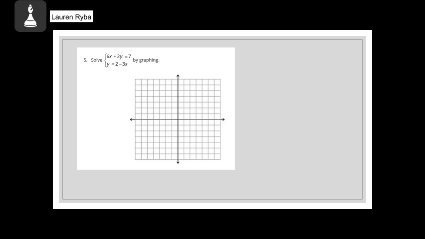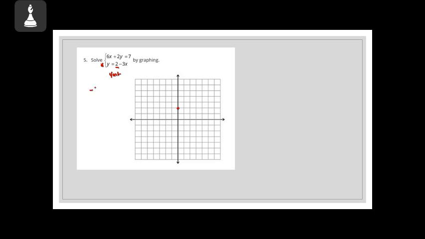What we're going to do now is solve a system by graphing. In order to solve by graphing, we need to make sure that both of the equations are in y equals form. Well, this bottom one is in y equals form, so I can go ahead and graph that. The number that is by itself is the y-intercept, so 2 is where I'm going to hit the y-axis. And then the number attached to the x is the slope.